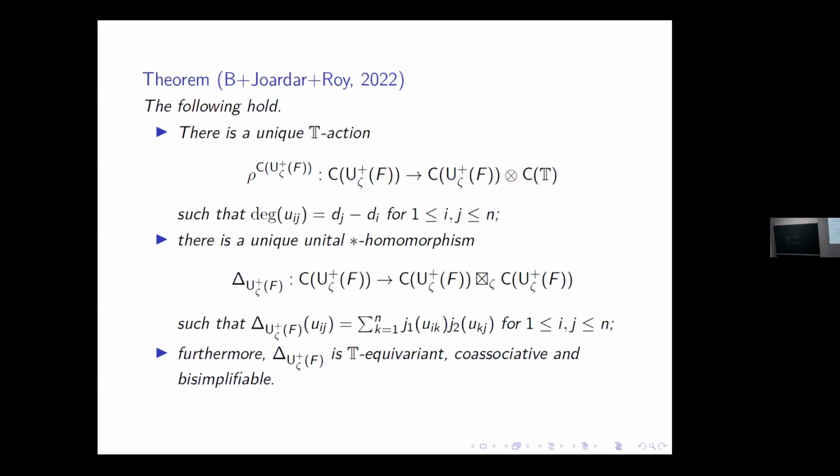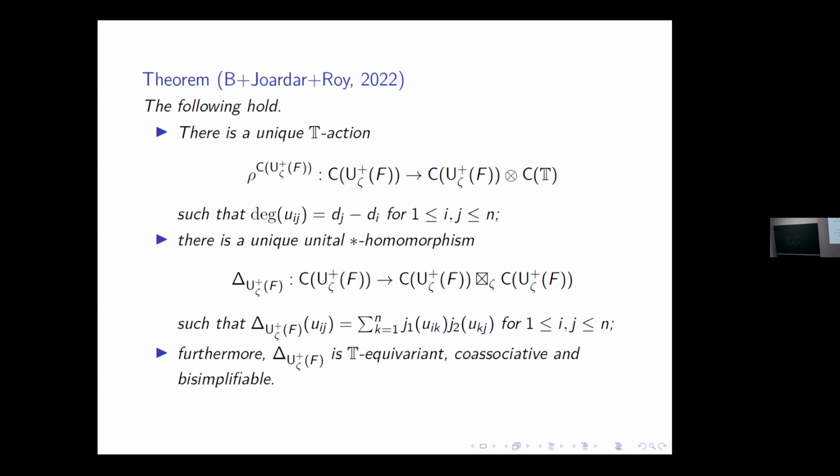Okay, so now, this is the theorem. There is a T action on the C*-algebra just defined, and it provides u_ij with the homogeneous degree d_j minus d_i for each i, j. There is a unique unital star homomorphism that goes from the algebra to the algebra braided tensor product with itself, such that u_ij goes to, where delta star is the usual matrix co-multiplication, u_ik box times sub zeta u_kj.